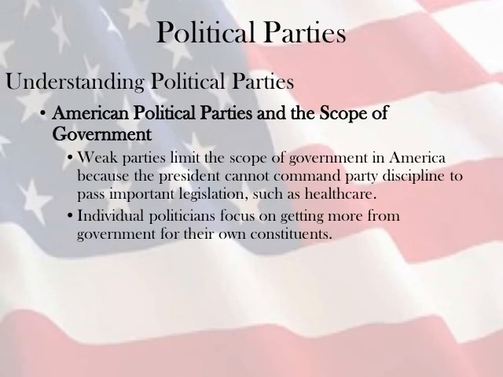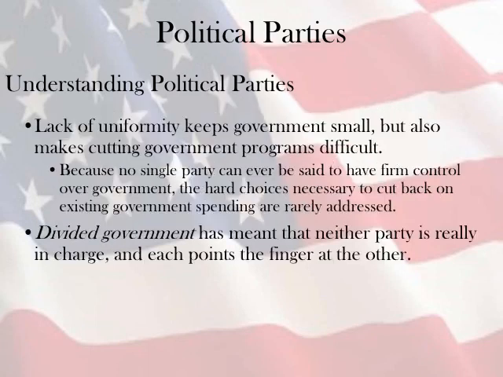So when it comes to American political parties and the scope of government, I believe that weak parties limit the scope of government in America because the president cannot command party discipline to pass important legislation such as health care. Individual politicians focus on getting more from the government for their own constituents. The lack of uniformity keeps government small, but also makes cutting government programs very difficult because no single party can ever be said to have firm control over the government. The hard choices necessary to cut back on existing government spending are rarely addressed.